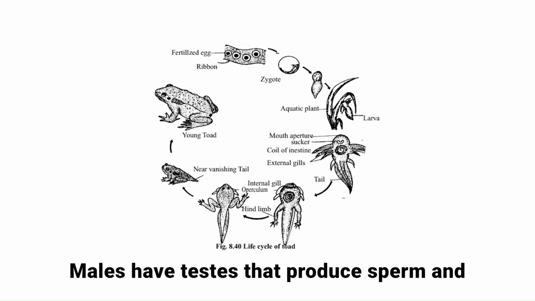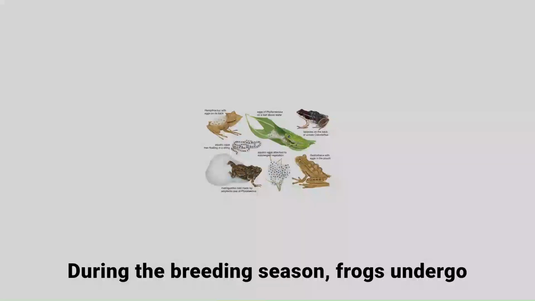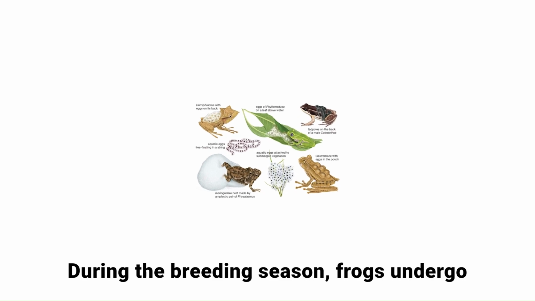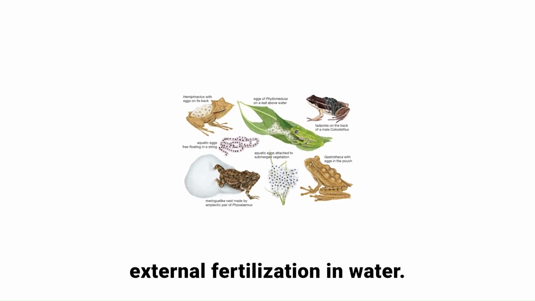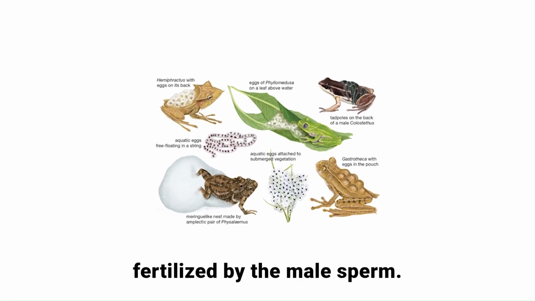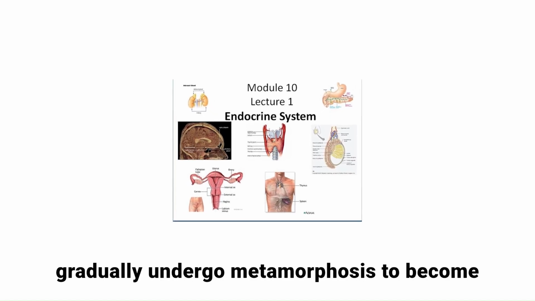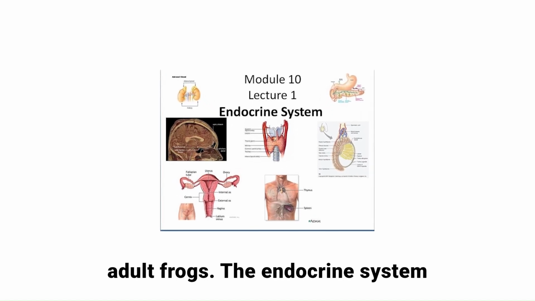Males have testes that produce sperm, and females have ovaries that produce eggs. During the breeding season, frogs undergo external fertilization in water. The female lays eggs which are fertilized by the male sperm. These eggs develop into tadpoles, which gradually undergo metamorphosis to become adult frogs.